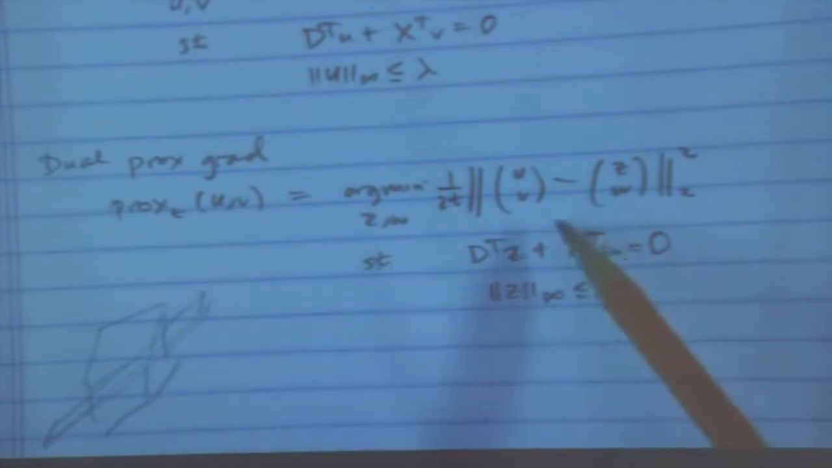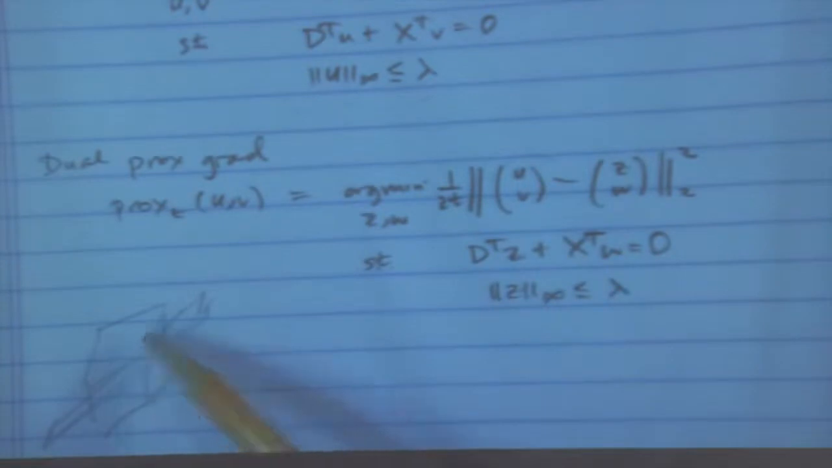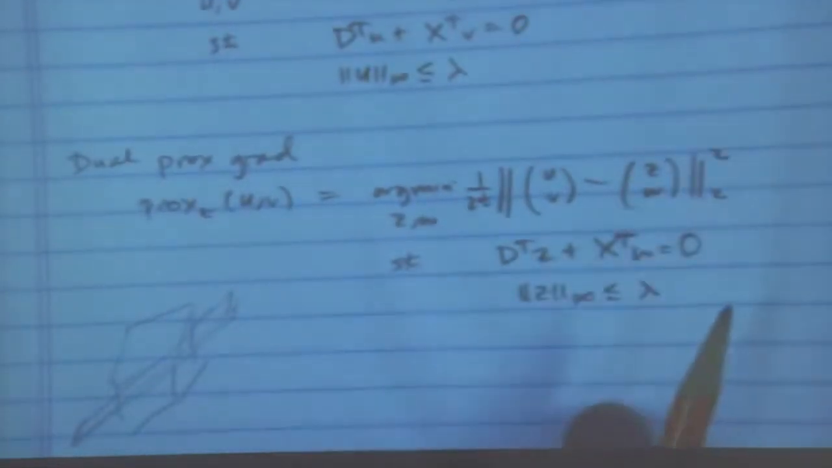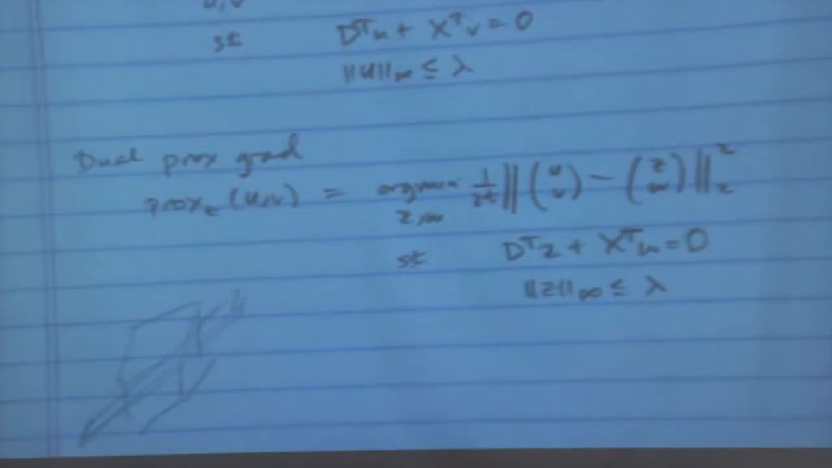So the prox operator is asking us to project u, v not onto just the box, but onto the intersection of the box with the plane. This is not a problem we can solve in closed form. In fact, this is kind of a generic QP in some sense. So we're not going to have luck evaluating this prox efficiently. Okay, so that makes dual proximal gradient look much less desirable than before.